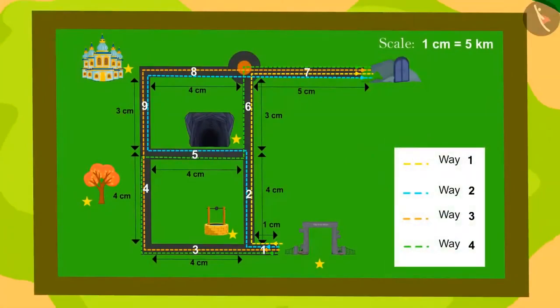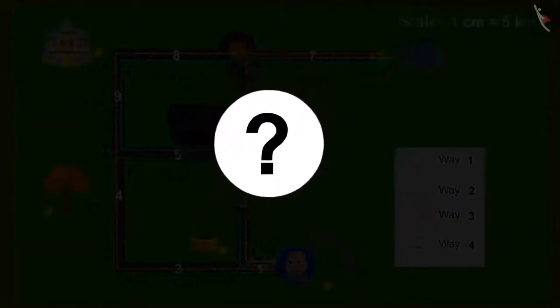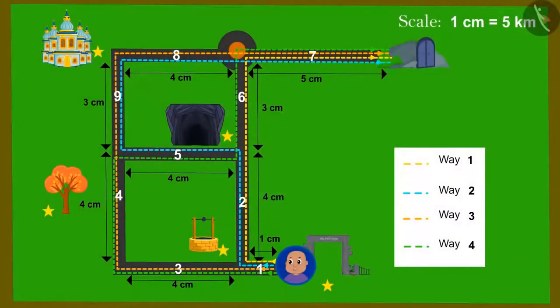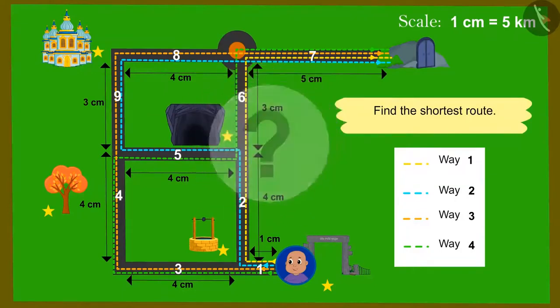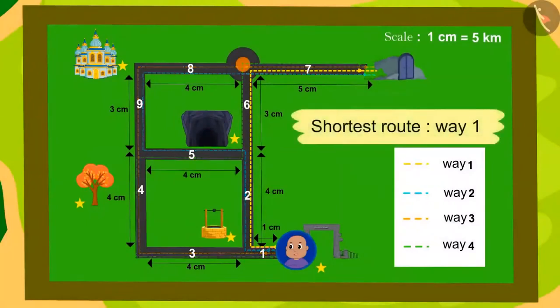Here, the length of paths of Ulta Pulta village is written in centimeters. If Bablu is standing near the gate going in, can you find the shortest way to get out of it using the scale written on the map? How long is this road? You can find the answer to this question by pausing the video. Yes, by using way 1. We can take Bablu out of the village of Ulta Pulta by the shortest route.